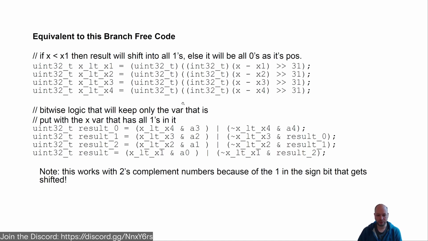And then you can essentially create bitwise logic, such as, for example, if x0, if a result is 0, then we're going to have, if we're going to AND a3 with x4, or it's not x4 and a4, and so on. Hold on. I guess this is a combination. This will only keep the variable that has all ones in it. So this is just sort of that combination.